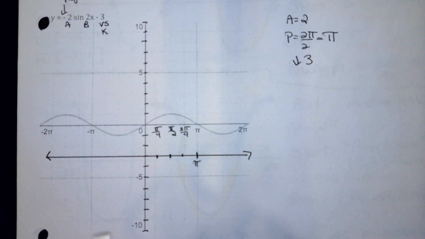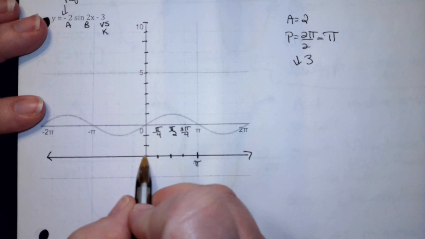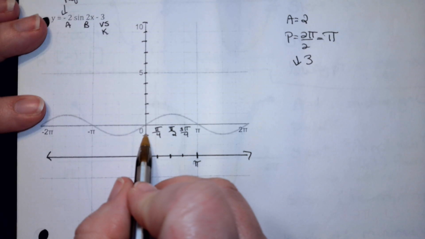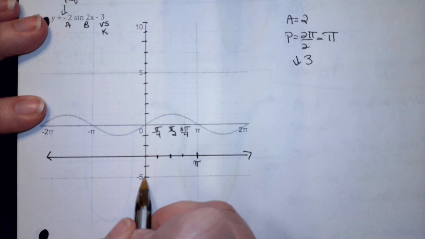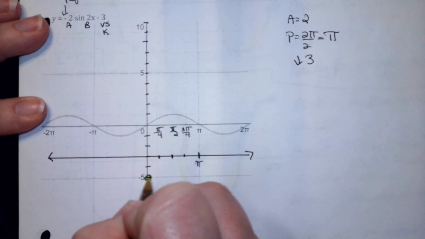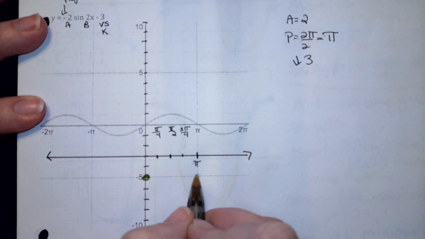All right. So the amplitude is 2. So normally from the midline we'd count up 2. But since it's been reflected, we're going to count down 2. So from the midline, count down 2. Wherever the cosine starts, it's also going to stop.